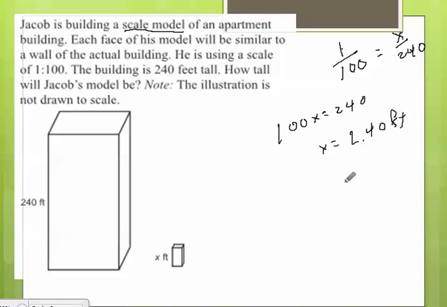2.4 feet. Remember, 0.4 is not the same as 4 inches. 0.4 times 12 would be 48, 4.8 inches. So this would be 2 feet, 4.8 inches.